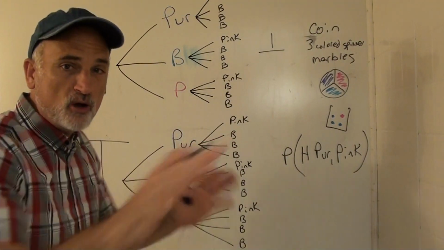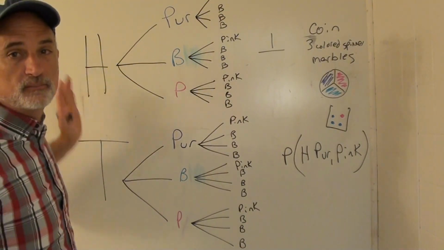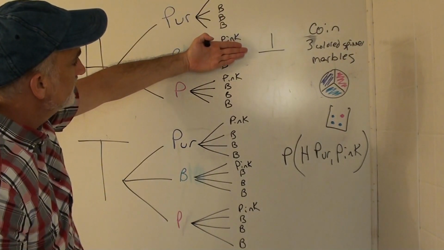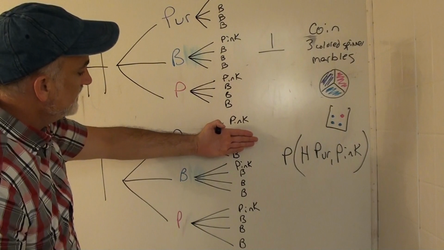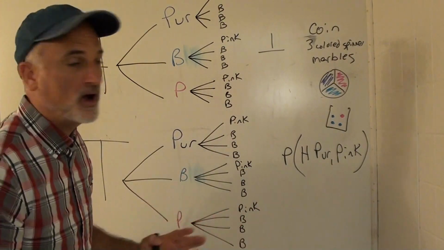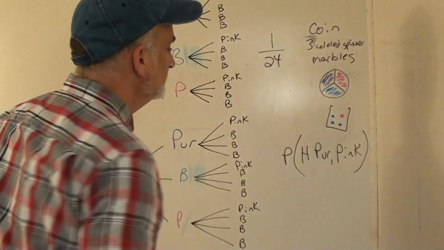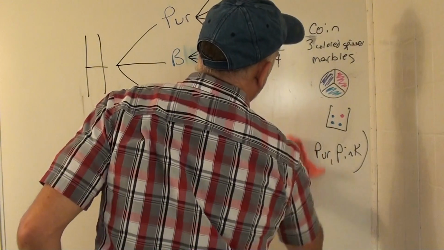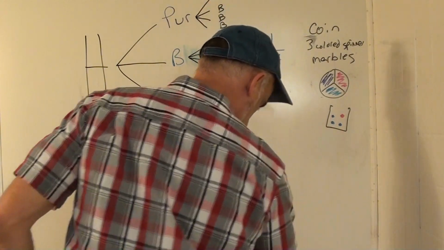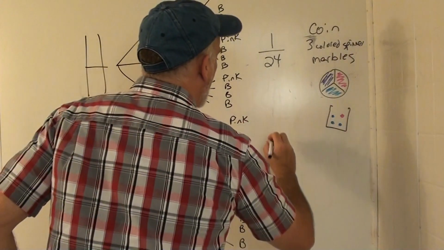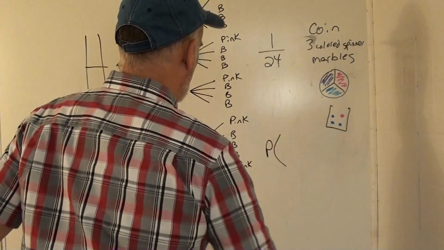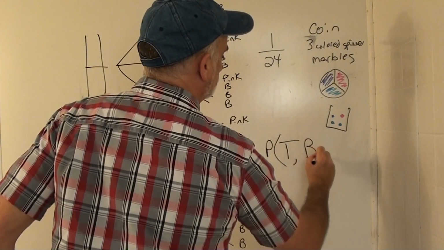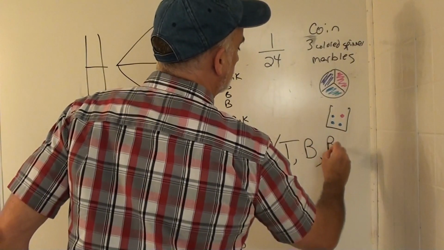Now, how many total outcomes before I even flip the coin do we have? Well, let's count them. We've got 4, 8, 12, 16, 20, 24 possible outcomes. And we put that in the denominator. Okay? And so let's do another one to make it a little more complicated. Let's say we're looking for the probability of tails, spinning a blue, and picking a blue marble.